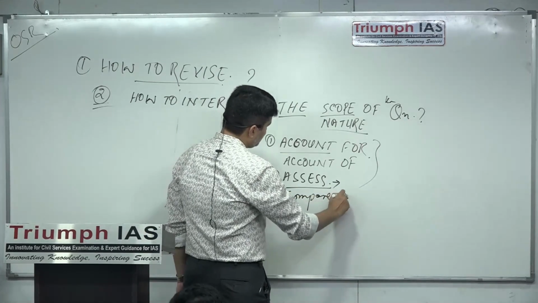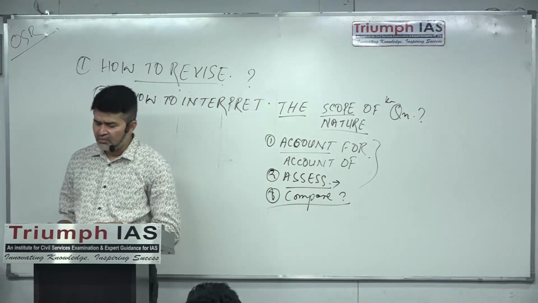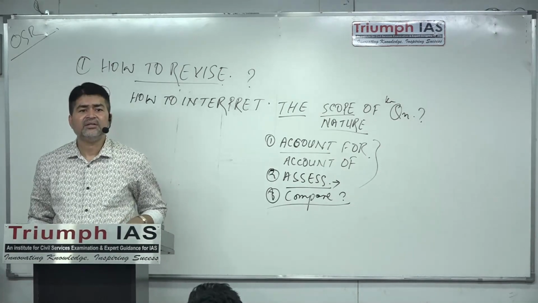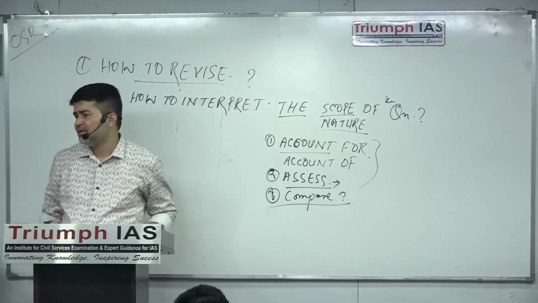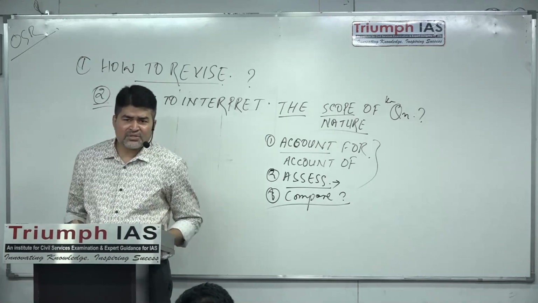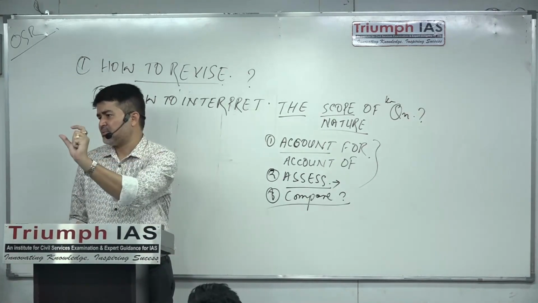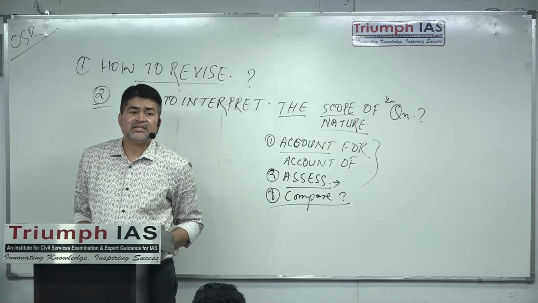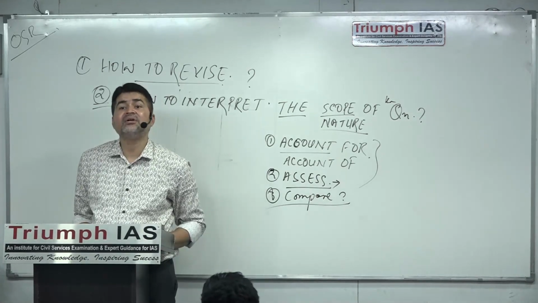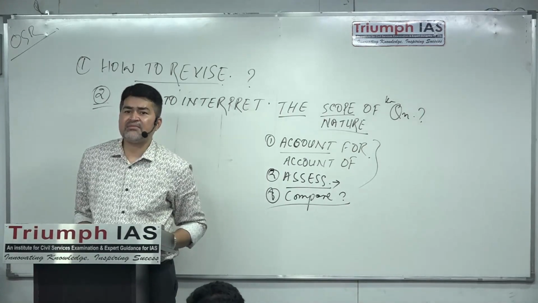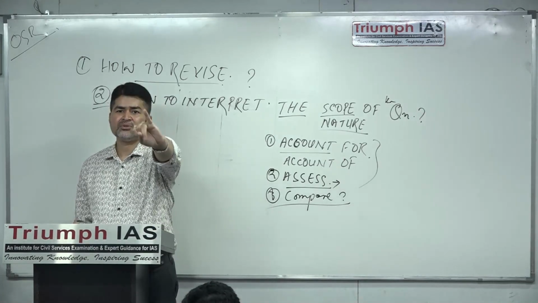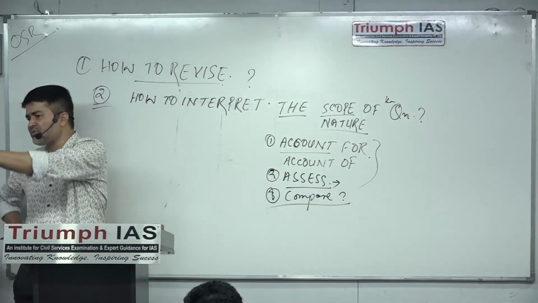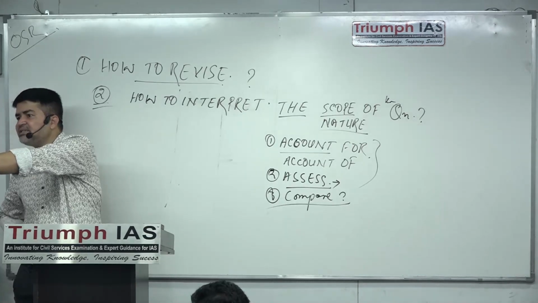Compare. So while doing comparison, what do we do? In comparison, similarities and differences. So whenever the keyword, whether manifest or latent, is comparison, you will go for a description of similarities and differences, points of convergence and points of divergence. Simple. And points of convergence and divergence on three bases: conceptual basis, theoretical basis and factual basis, right? On the basis of concepts, theories, and the facts.